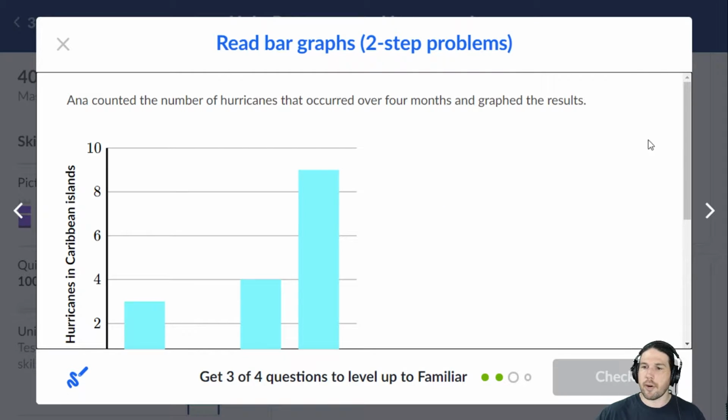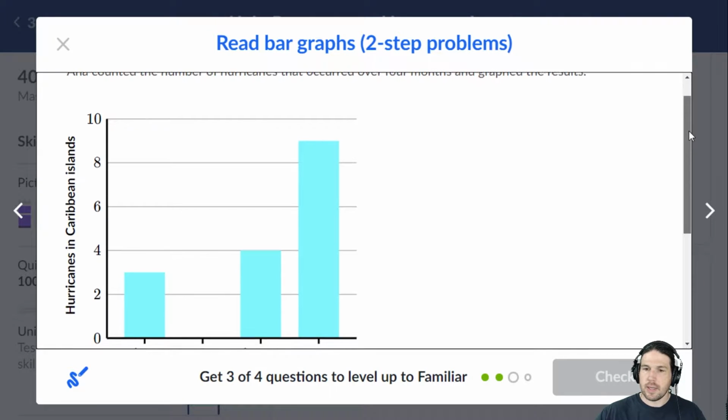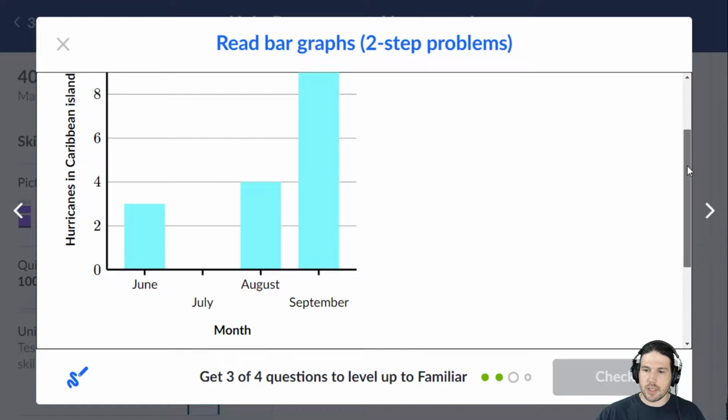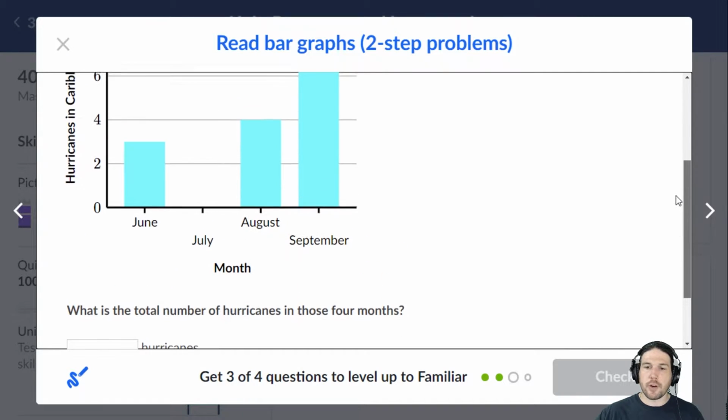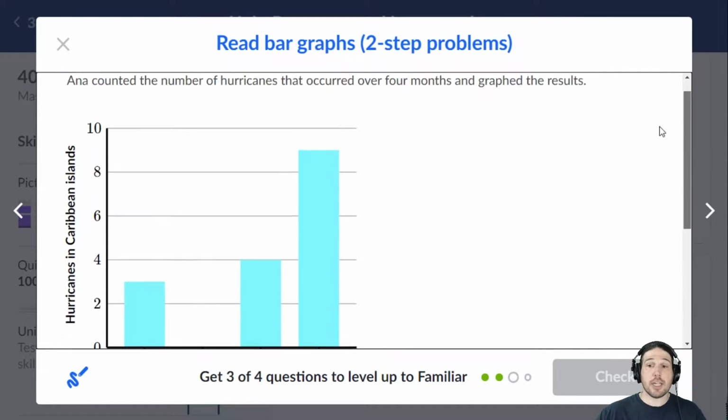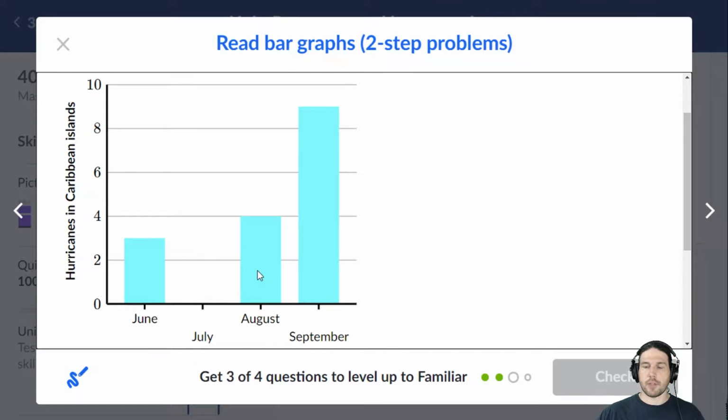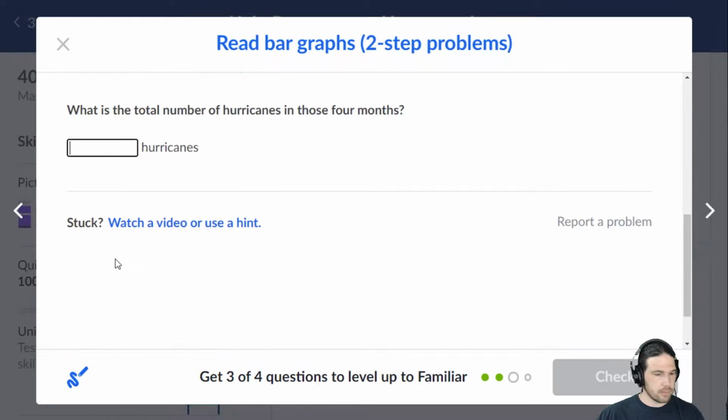Anna counted the number of hurricanes that occurred over 4 months and graphed the results. Total number of hurricanes. Oh, okay, that's again just addition, right? 3 plus 4 is 7, plus 9 is 16 total hurricanes.